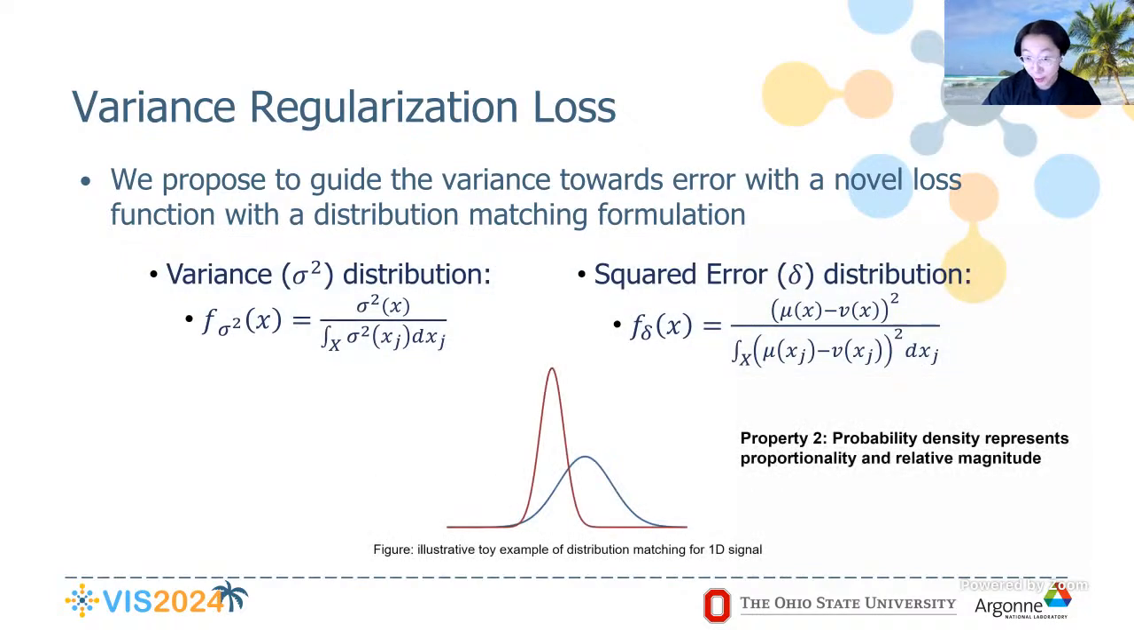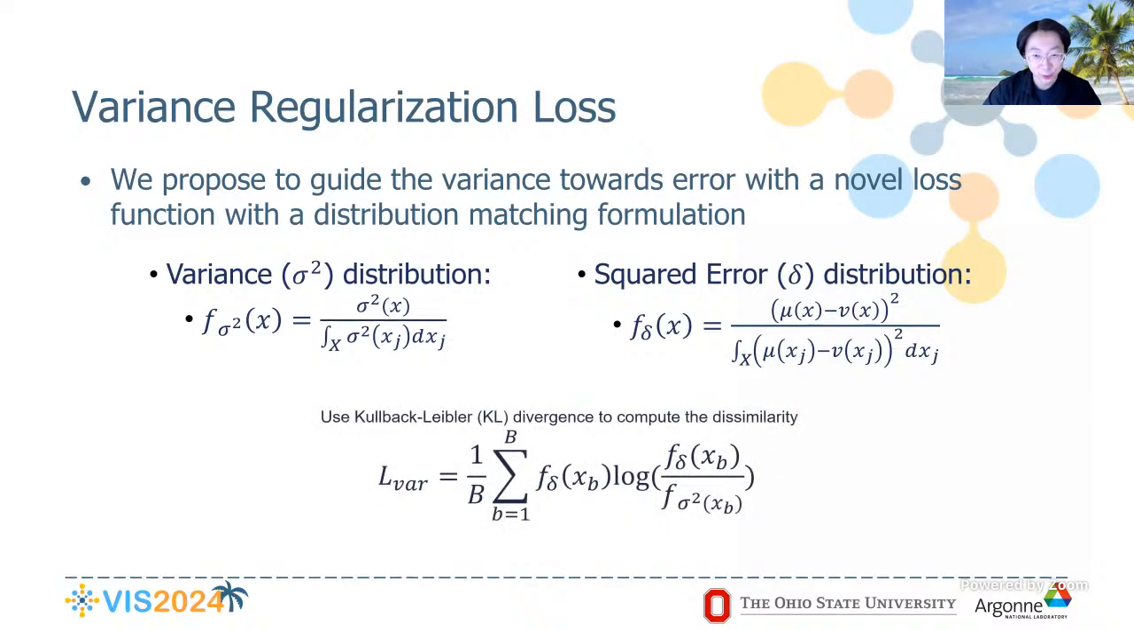Another nice property of this normalization scheme is that the probability density has a natural representation of proportionality or relative magnitude, as it is a ratio of a value's contribution to the total over the spatial domain. By matching these proportionalities of variance across the spatial domain to error, we can achieve this goal of letting regions with a quote-unquote high error also have a high variance. To minimize the dissimilarity, we use KL divergence between these two normalized distributions, and results show that the regularization can effectively increase the reliability of variance for MD-SRN.